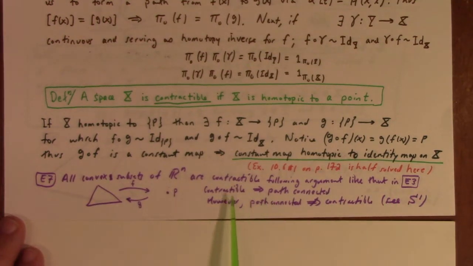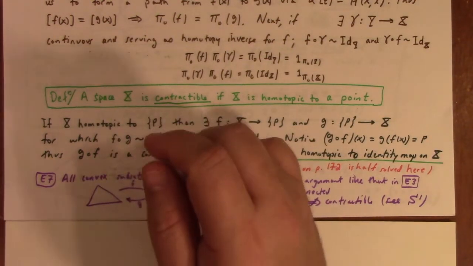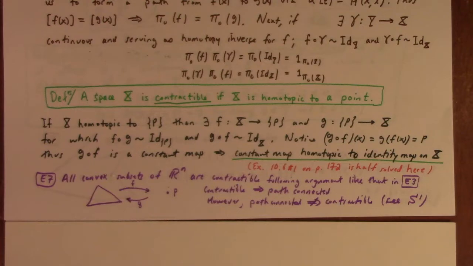But let's see here. All convex subsets of Rn are contractible, following the argument that was given in example 3. Contractible, in fact, implies path connected. However, path connected does not imply contractible. The circle is a good example of that. The circle is path connected, but it is not contractible. All right, you cannot contract the circle to a point. I guess I haven't proved that, but it is true.